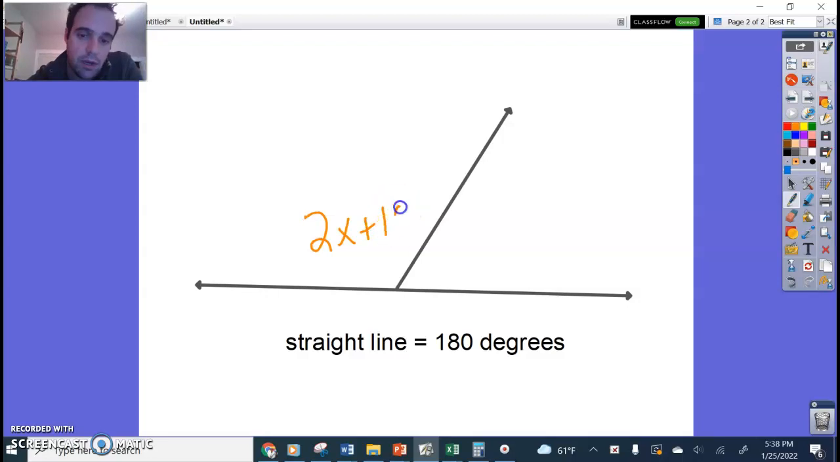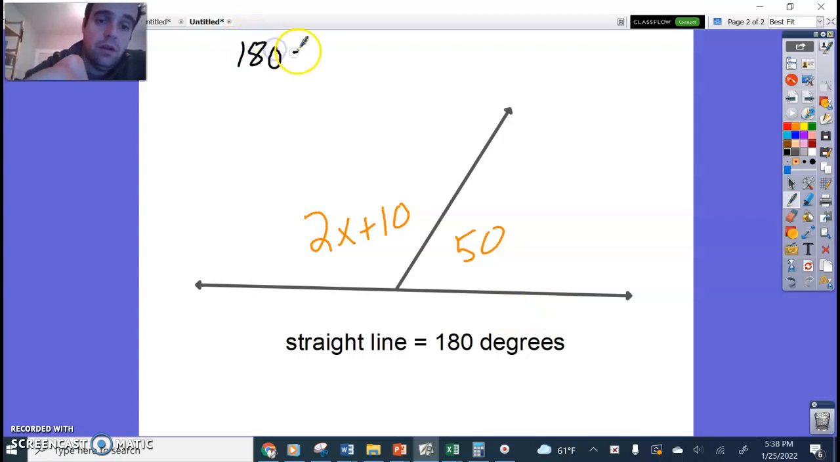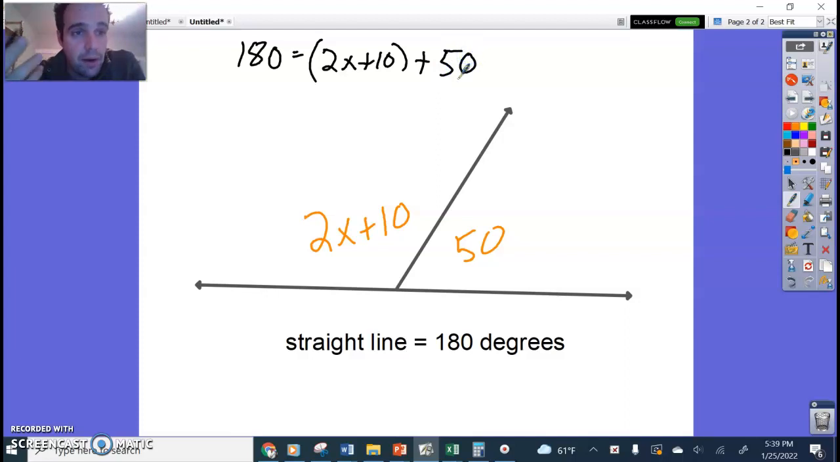Now, of course, they get more complicated, like so. We have 2x plus 10 over here, and 50. This is obviously more complicated, but the method works the same way. We know the total, since it's a straight line, has to be 180 degrees, which consists of two angles. The first one is 2x plus 10, and the second one is 50. Now, there are actually two ways to do this, and I'll try to do both. I'll just set up the same equation twice so I can show you both ways.